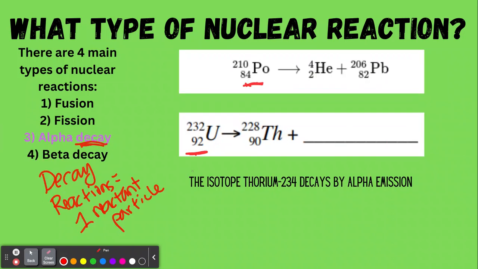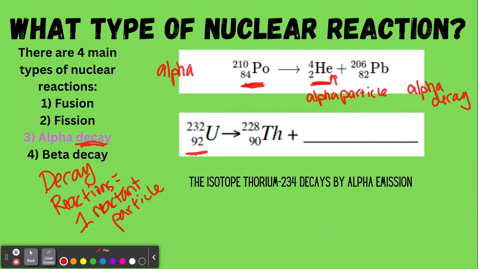Okay, well, how do I know that it's an alpha reaction, Ms. Watson? You look at your products. If it is an alpha decay, one product is going to be an alpha particle. In this case, this one's already done for you. It's already balanced. And since I see an alpha particle right here, I know that this is an alpha decay. It's a decay reaction because I have one reactant, and it's an alpha decay because one of my products is an alpha particle.